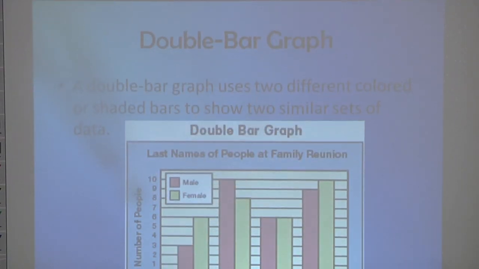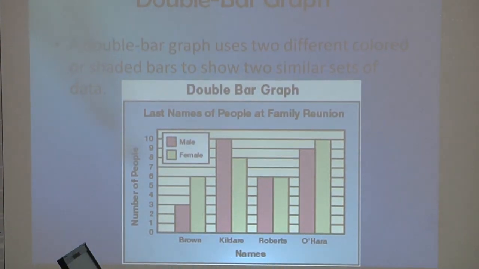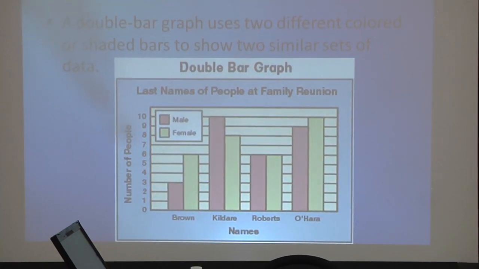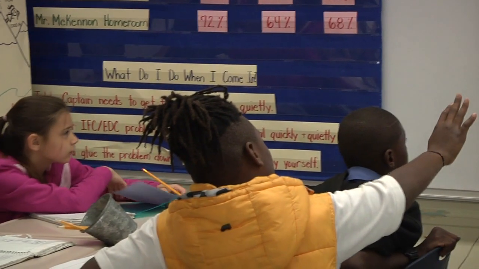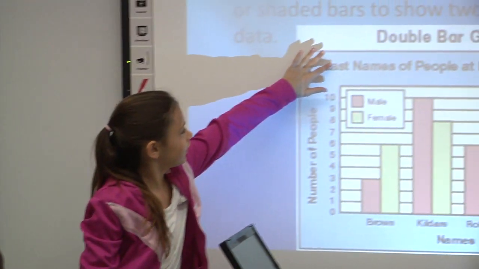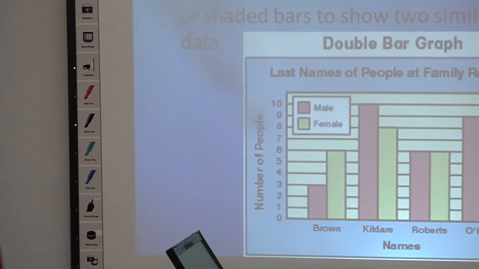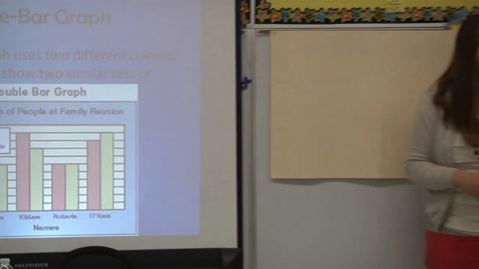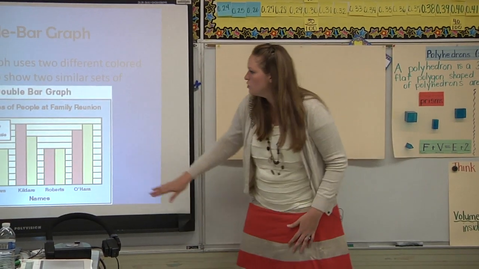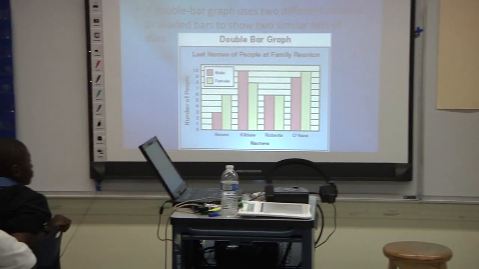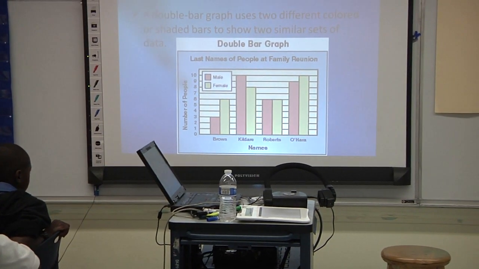So let's see here. So this one, can somebody tell me the name of this double bar graph? Because remember, where did we find the title? Tiffany, come point to the title for me. Where's the title on our graph? Oh, and what does it say? Oh, last names of people at the family reunion. Okay, so you see here, what do we call this right here? What do we call that little thing right there?